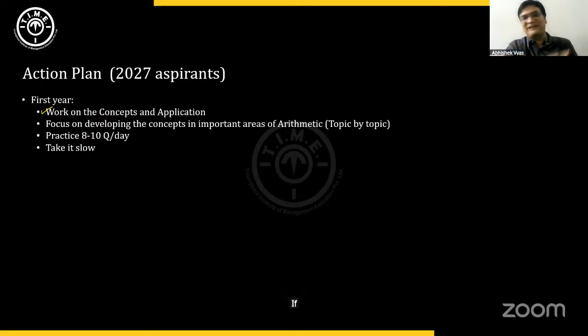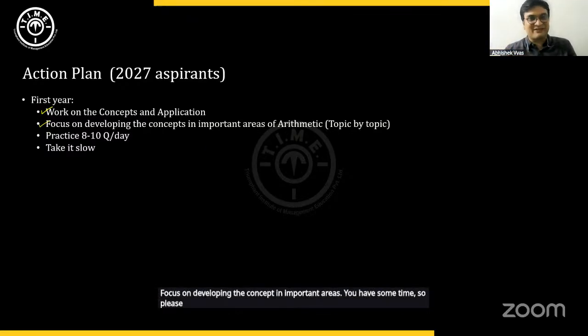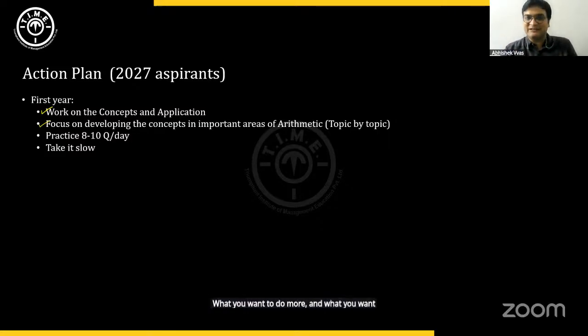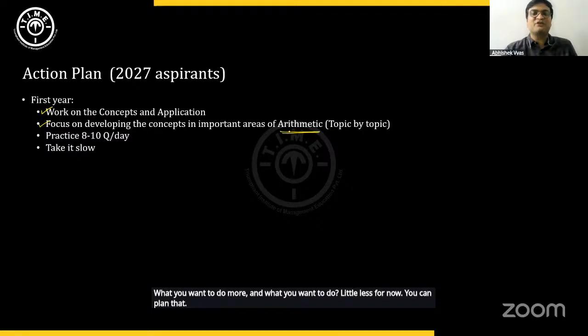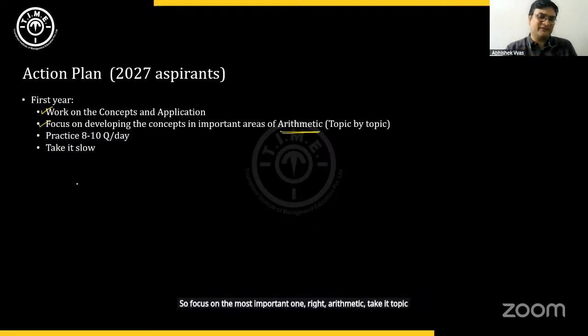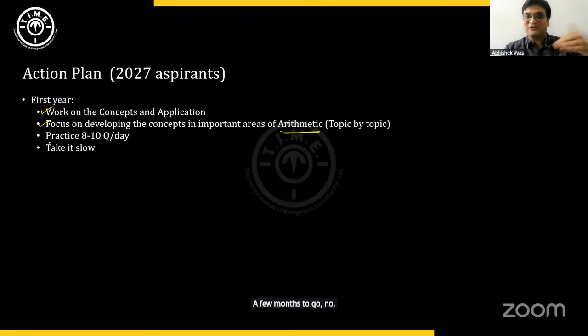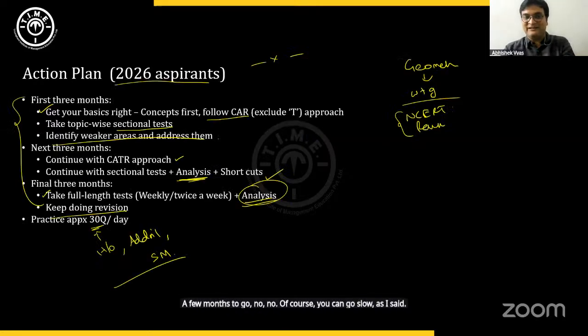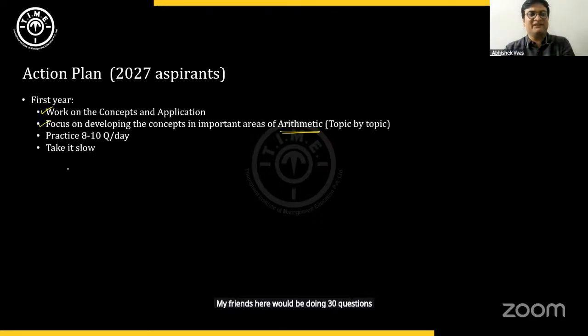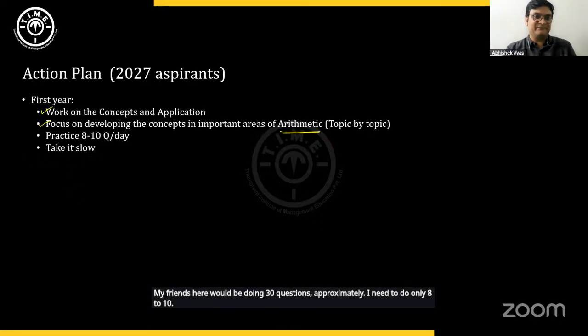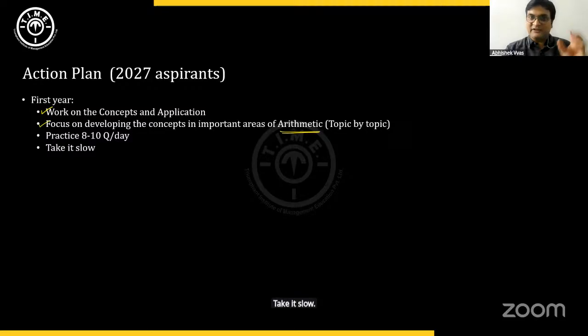If need be, as I said, go back to your NCERTs. Focus on developing the concept in important areas. You have some time, so please plan your preparation. What you want to do more and what you want to do a little less for now. You can plan that. So focus on the most important one, right? Arithmetic, take it topic by topic. Still, practice for you people will also be necessary. You cannot say I'll practice it next year when I'm left with only a few months to go. No, start now. Of course, you can go slow, as I said. My friends here would be doing 30 questions approximately. You need to do only 8 to 10. Take it slow. This is your first year plan.